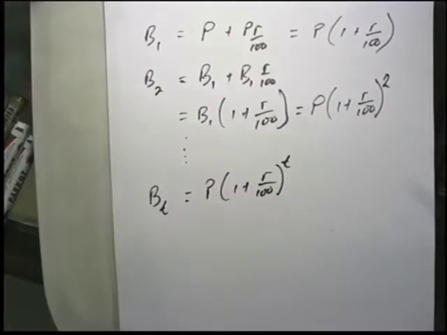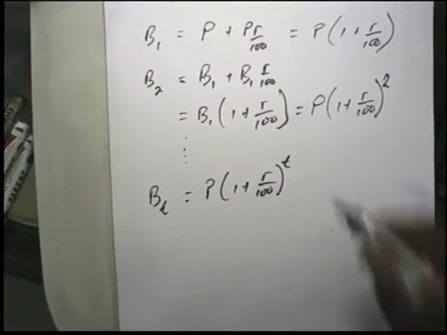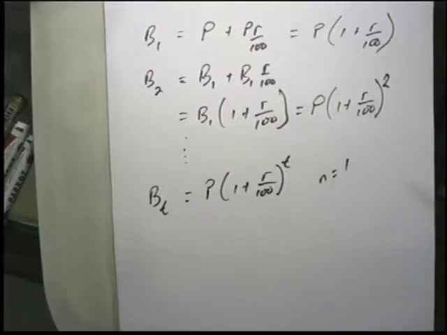Now suppose that instead of, this is when n is equal to 1, you're compounding only once in a year.